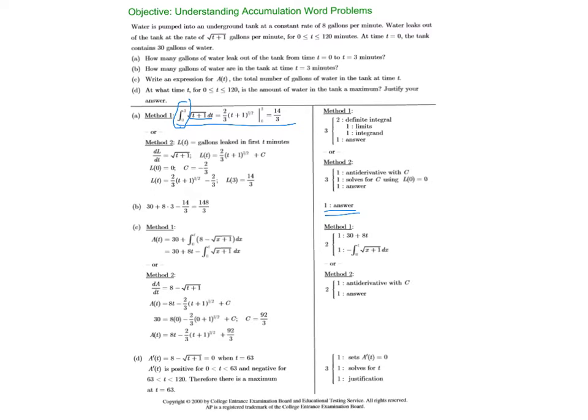So as long as you get there, that's all that matters. And then C, just by putting the 30 plus the 8t, or notice here they put the 8 in the integral, you can do that also. So that gets you a point, and knowing to subtract that square root got you a point. And then again, they had that other method.